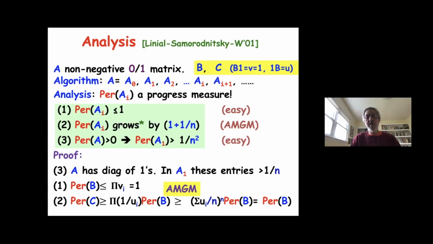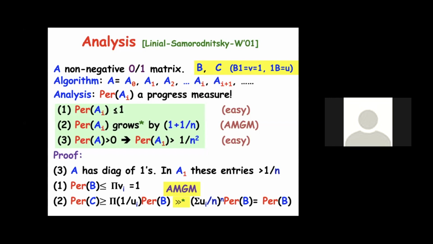It's not quite what we wanted. We wanted to show an increase. But if there is room to grow, if the column sums are still far from being uniform, then because the AM-GM inequality is tight only when all the numbers are equal, we have a slack here, and it's a simple calculation to see that we grow by 1 plus 1 over n.